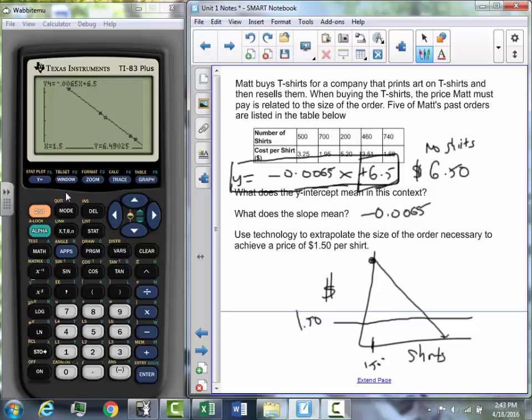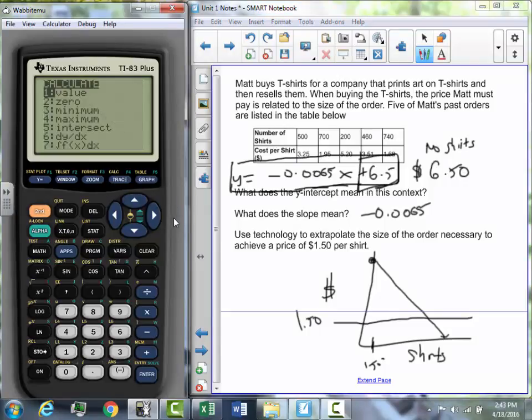So of all of the different calculate options, which one helps you do that? Anybody know? Well, value, if you know an x value, it'll find a y value. That's not what we need. Zero will help you find an intercept, or an x-intercept. That's not what we need. Max and min is if you have a quadratic. What we actually need is the next one, intersect. But we need another line for it to intersect with. So we have to go to y equals, put in 1.50 as a new equation.